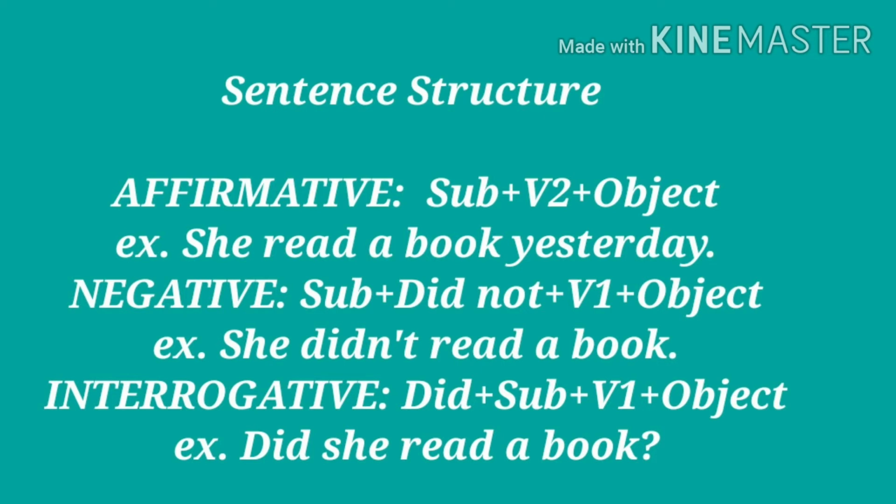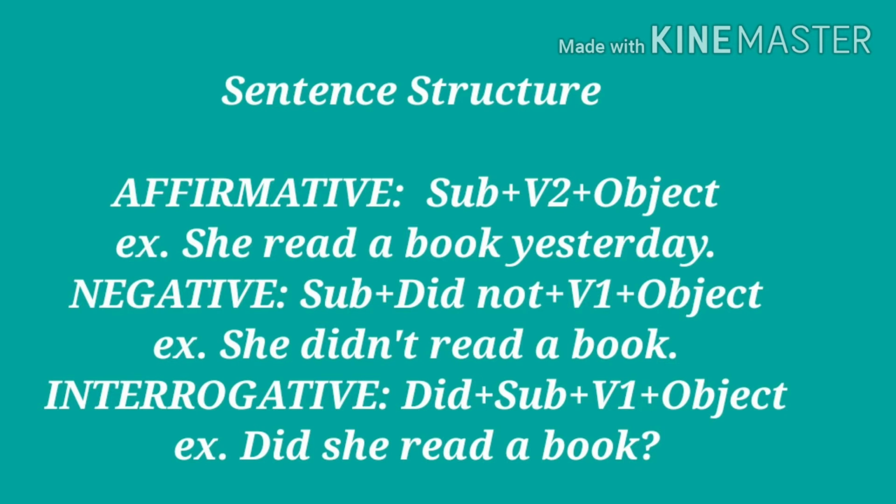In a negative sentence, first we write subject, after subject did not, after did not we use the first form of the verb and object. This is the most important point. In a negative sentence, we use the first form of the verb. For example, she did not read a book.